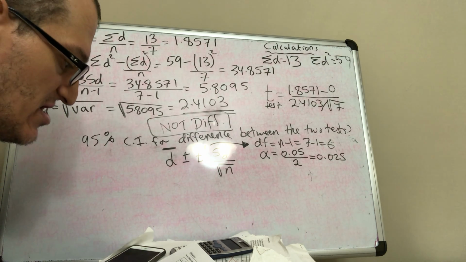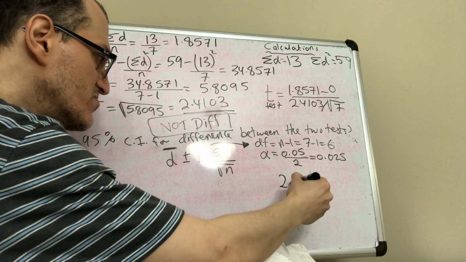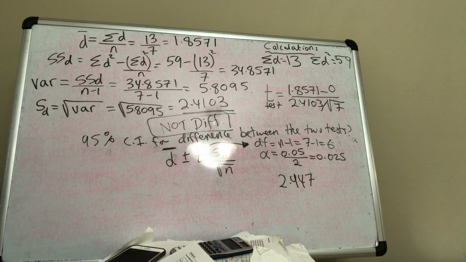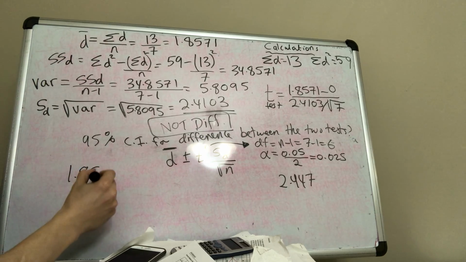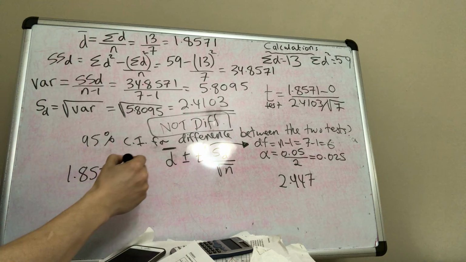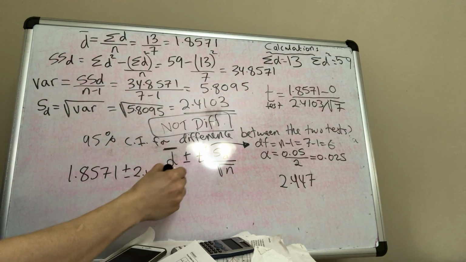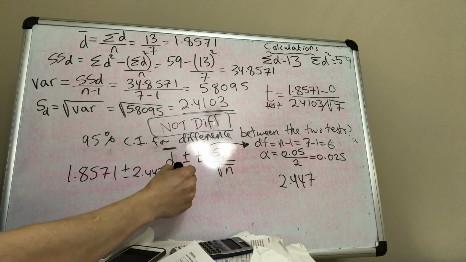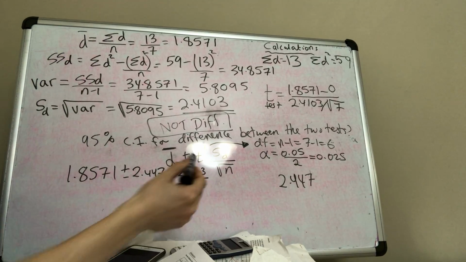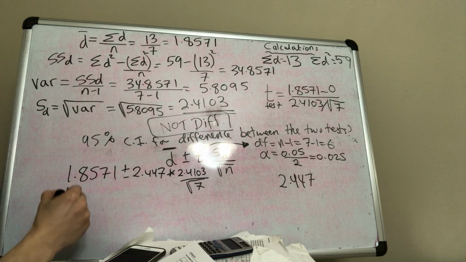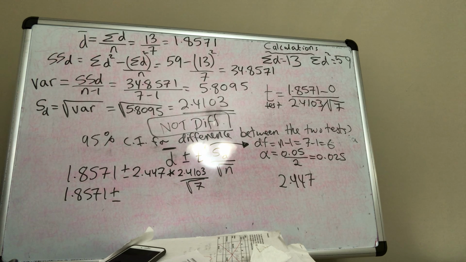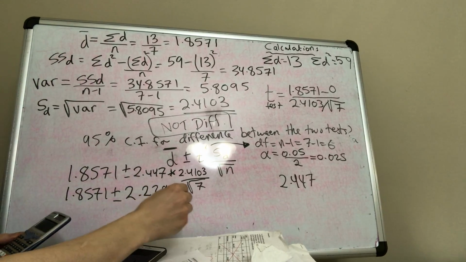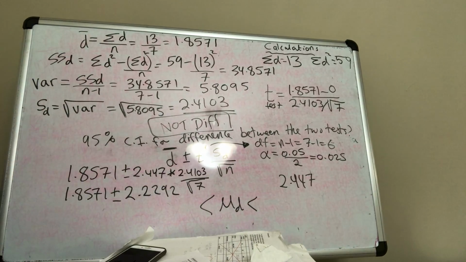So we have the degrees of freedom 6, and we have the 2.5. Your number from the table is 2.447. Now we put everything together. D bar, we found this to be 1.8571. T star is 2.447. SD is 2.4103, and the square root of 7, because that's your sample size. You bring the first number down, you do the calculation for the margin of error, what comes after the plus minus. 2.2292.